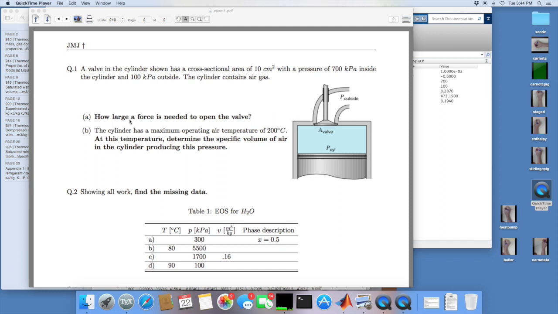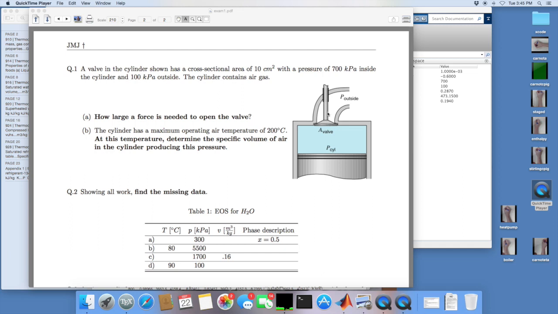Let's begin by considering this simple first problem. We have a cylinder upside down here with a piston inside it. Trapped in the middle space here is air, and we also have a small valve right here that has to be opened in order for us to allow for gases to go in and out of this cylinder.